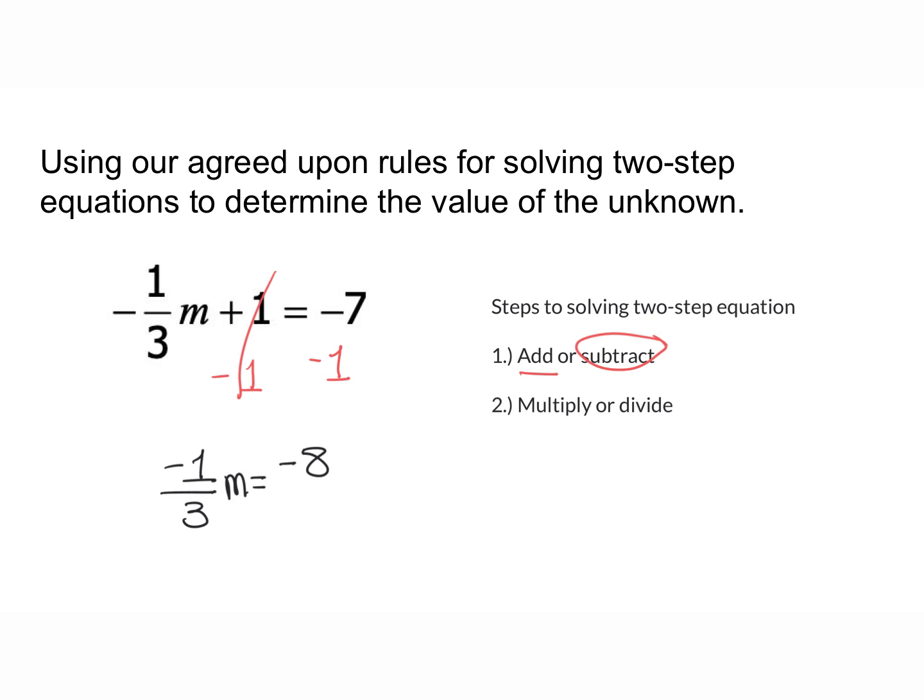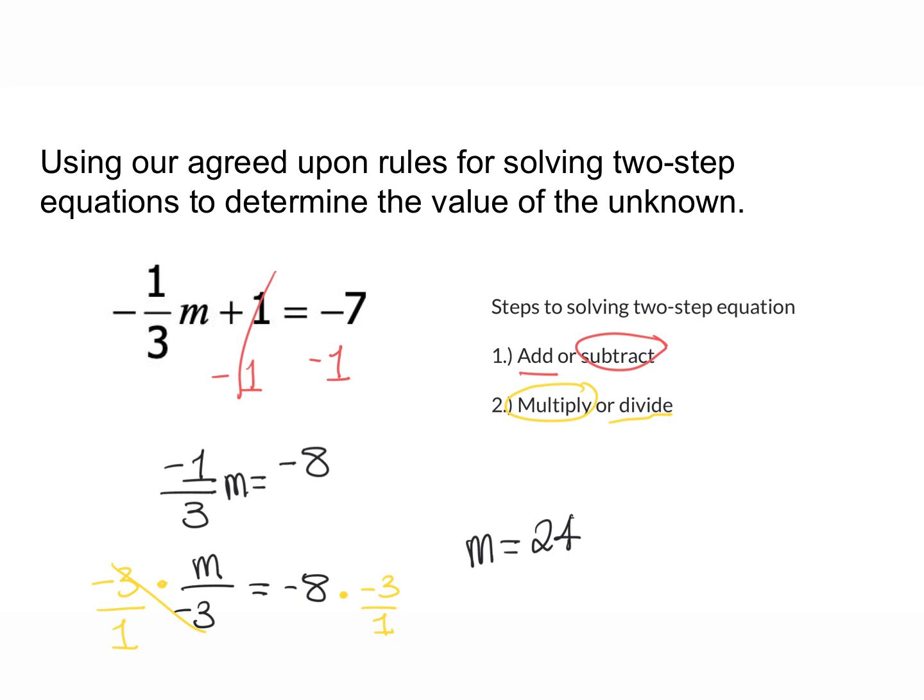This is actually the same as m over negative 3. So I'm going to rewrite it like that because I think it's easier that way. So now we have division. So we're going to use multiplication. And we have negative 3 over 1 on both sides. And we have m equals negative 8 times negative 3 is positive 24.